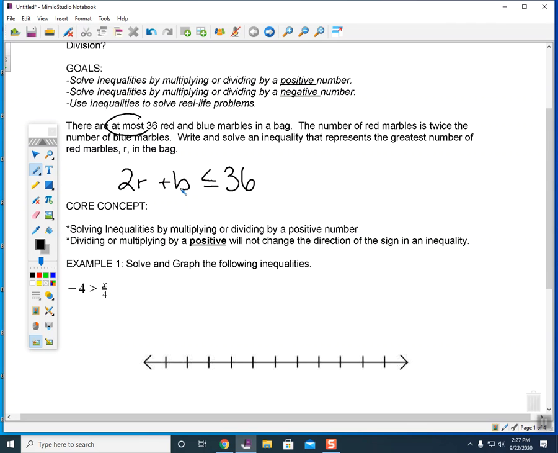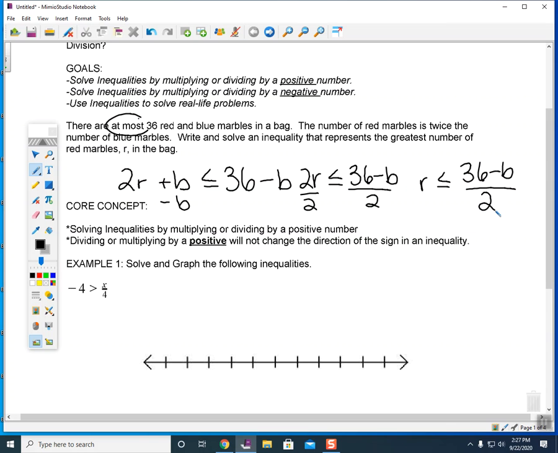If I'm going to solve for r, I need to subtract b from both sides. I've got 2r is less than or equal to 36 minus b. Then I divide both sides by 2, which gives me r is less than or equal to (36 minus b) over 2. That is my solution.